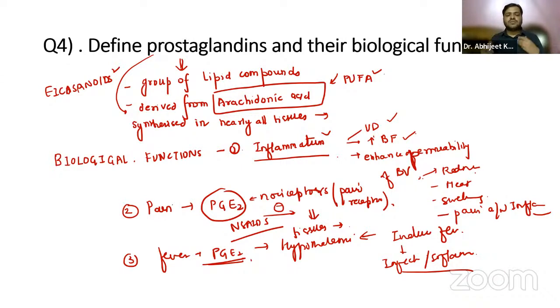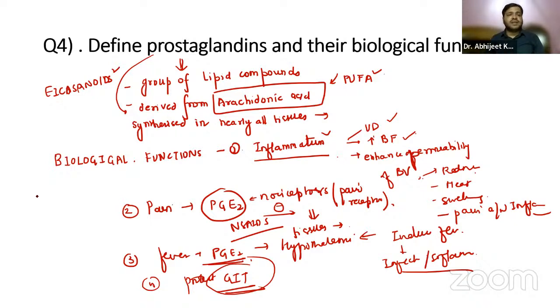Apart from that, they also help protect the mucosal layer of the GIT. Basically, they help in the production of mucus and bicarbonate secretion, so that they are protecting the GIT also, right?